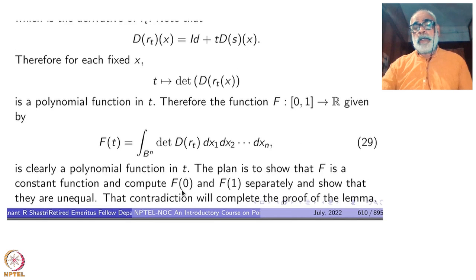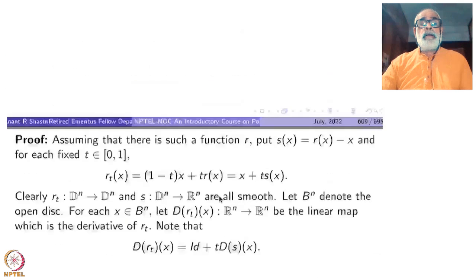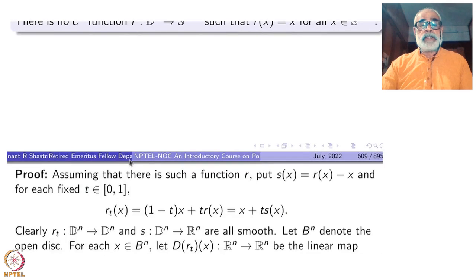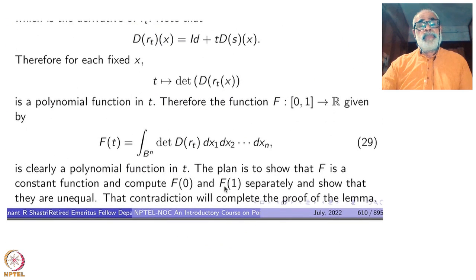This polynomial we are going to show is a constant function. That is, the integral f(t) is a constant function. Then we will compute f0 and f1 separately and show that they are unequal. That is a contradiction. We started with the contrary: the statement is that there is no such function, so we assumed there is a function, and we are getting a contradiction. That will complete the proof. So what remains? We have to compute f0 and f1.